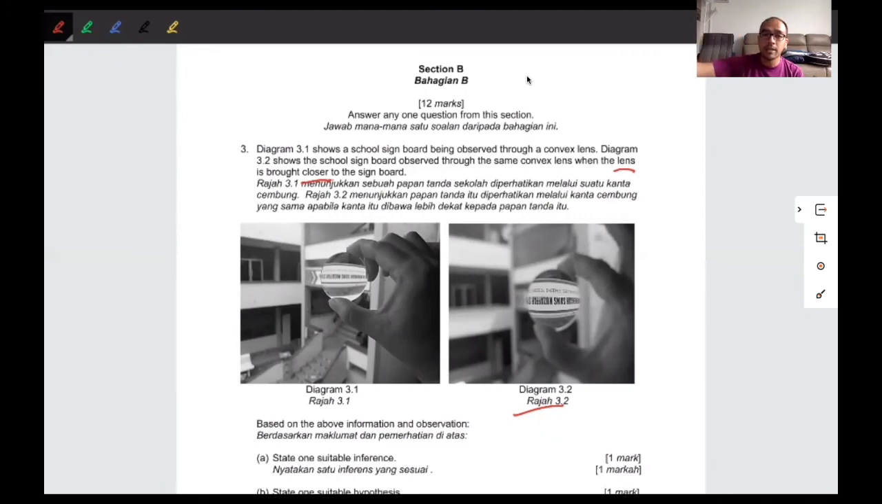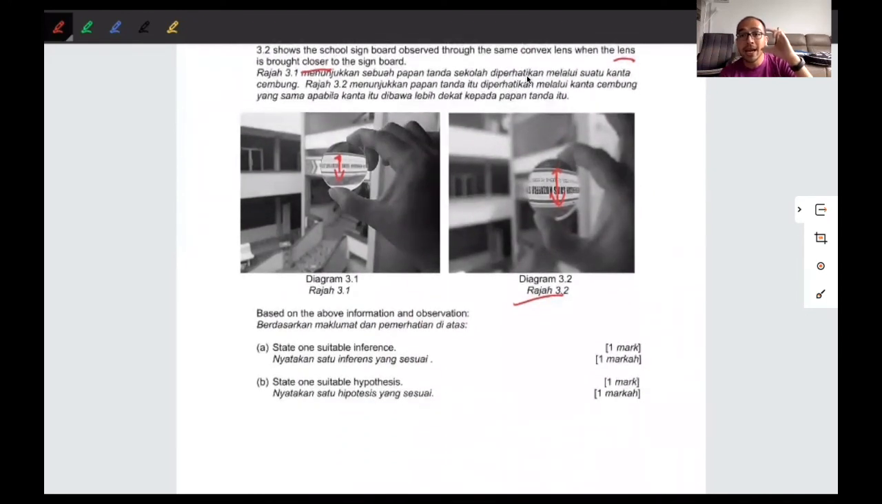What is changing now is not the image distance. This is not what they ask you to observe. They're not asking you to observe the image distance. They're asking you to observe the image height. So slightly different. The experiment is exactly the same, except that now what you are measuring is not the image distance, but the image height.